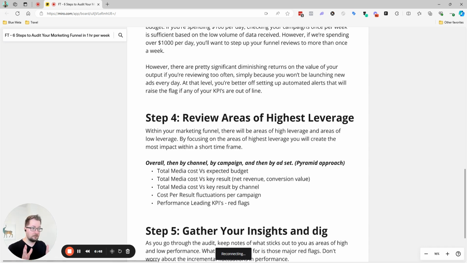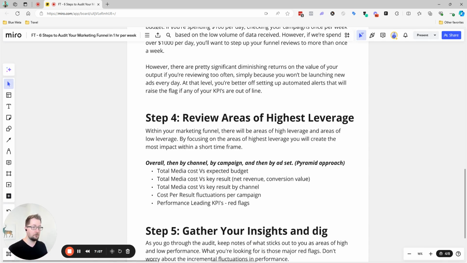And that's how you're going to break it down very quickly, right? So this is why you want to look at total media cost versus key result by channel, right? And then cost per result fluctuations per campaign. So at the campaign level, look at which campaigns are struggling, which ones are doing very well. This one's got a high ROAS, this one's got a low ROAS, but make sure that you're looking at it on a result basis. So, don't look at your, if you've got an awareness campaign versus a conversion campaign, don't compare those two and say, well, the awareness campaign is getting this ROAS.